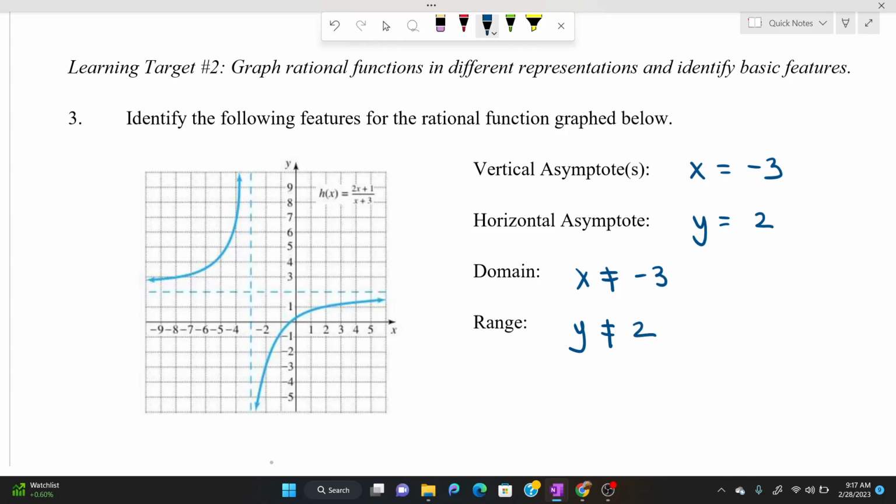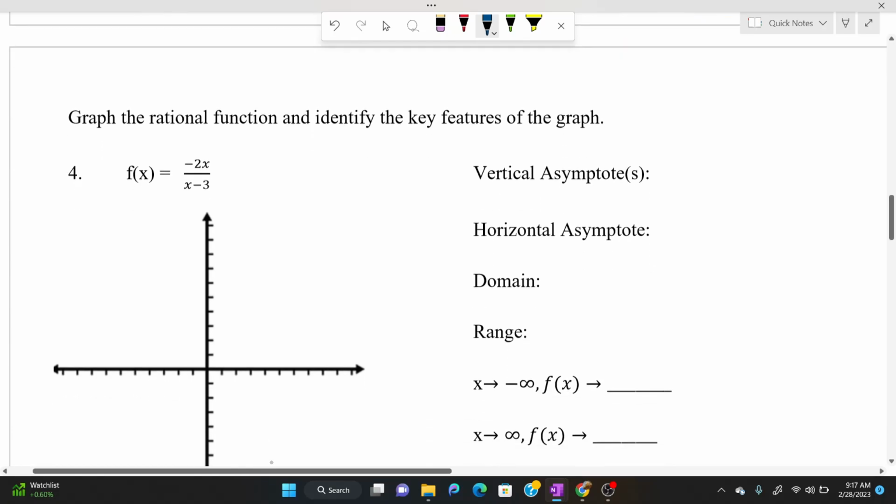If you want to write this in interval notation, I know we didn't talk about it very much in class, but you would go from negative infinity to negative 3. You'd have a union, and then you'd start back at negative 3 and go to positive infinity. And it would be very similar here. I'll let you think about that.